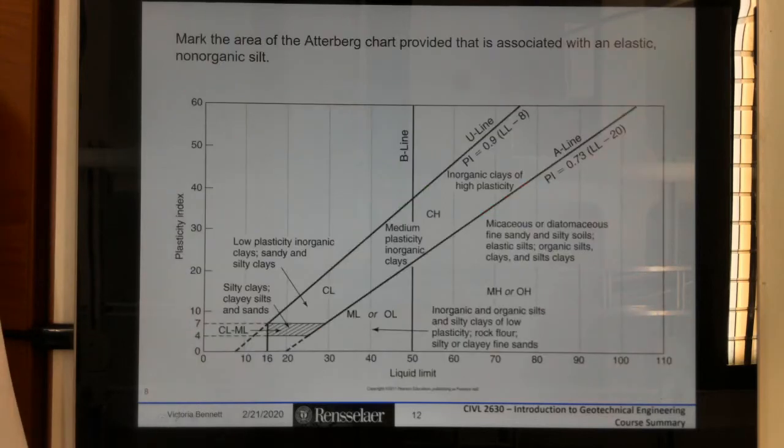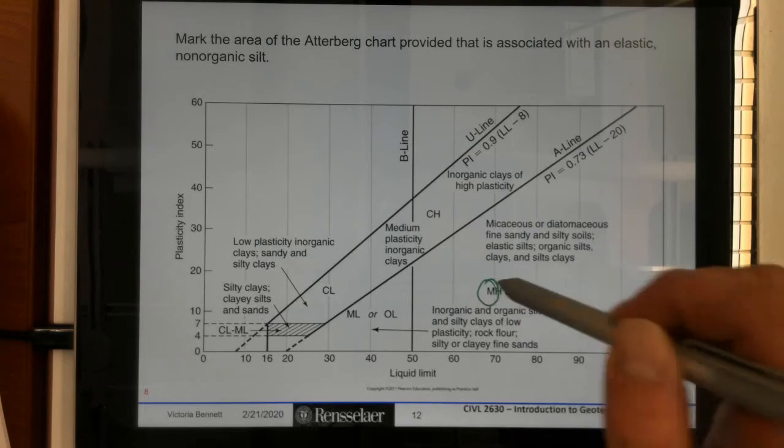So this was one that I saw somewhere: mark the area of the Atterberg chart. So knowing what the Atterberg chart is would be one thing. Mark the area of the Atterberg chart provided that is associated with an elastic non-organic silt. So we might not be given the full Atterberg chart. We might have to recognize where these things are.